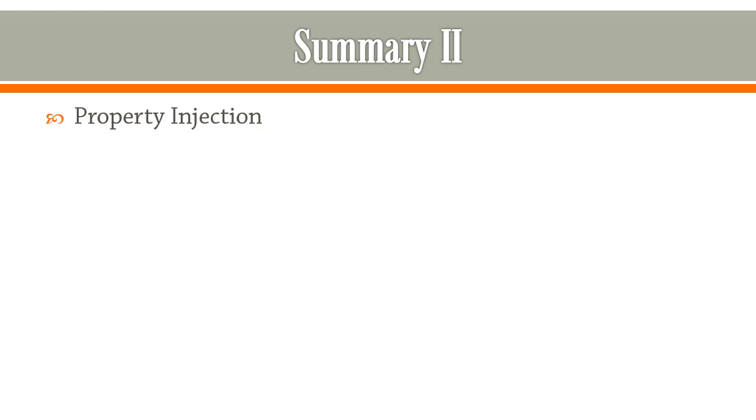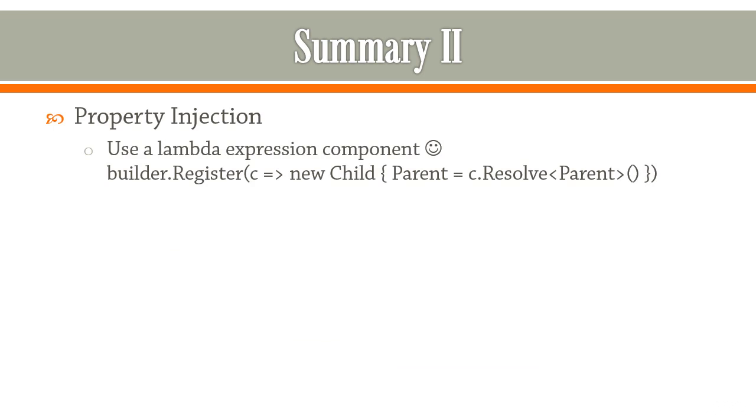So we saw property injection, and that's basically this idea of lambda registration. So instead of register type, you invoke register, and this register takes a lambda, which takes a component, IComponentRegistration interface, and what it can do is it can let you specify explicitly what you want to construct. So in this case, we're saying builder.register, and we're saying that given the context, every time somebody wants a child, they're going to get a new child, and the parent property is going to be assigned to the resolved value.